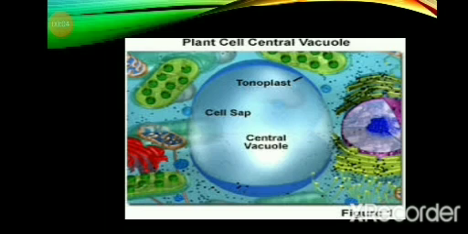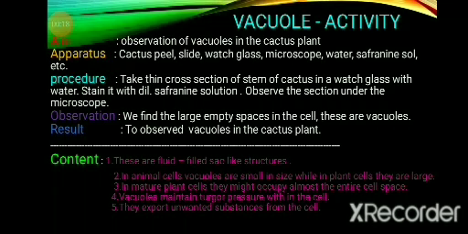This is vacuole. In animal cells, vacuoles are small in size. This is a plant cell vacuole. They are large in size. Vacuole activity. What is the aim? Observation of vacuoles in the cactus plant. What are the requirements for this activity? Apparatus: cactus peel, slide, watch glass, microscope, water, safranin solution, etc. Procedure: take a thin cross section of the stem of cactus in a watch glass with water.